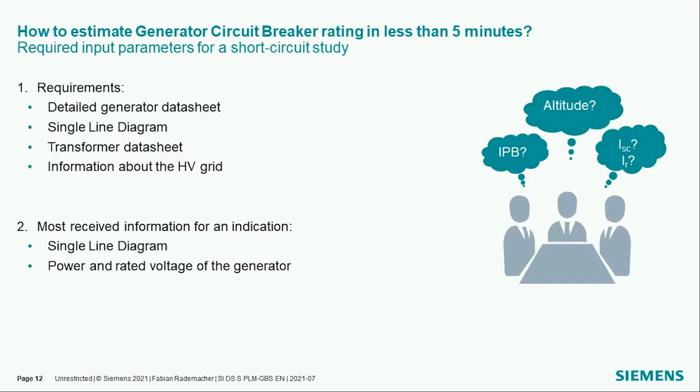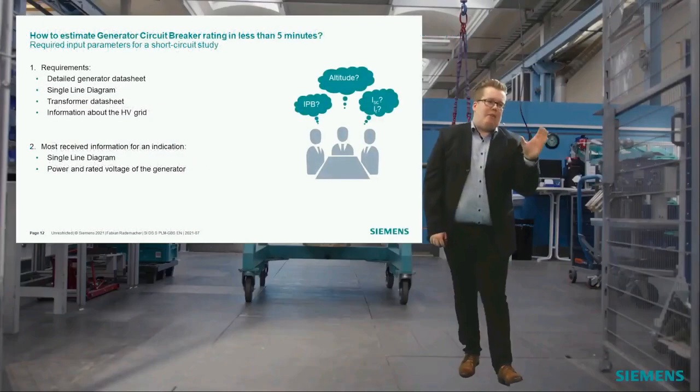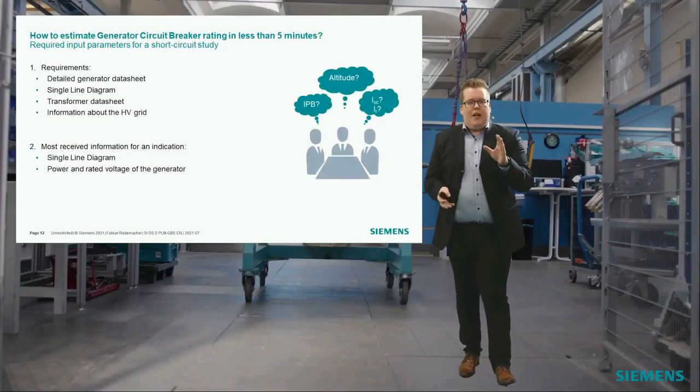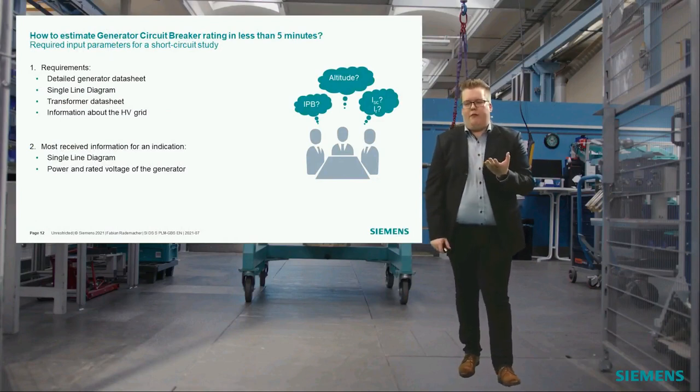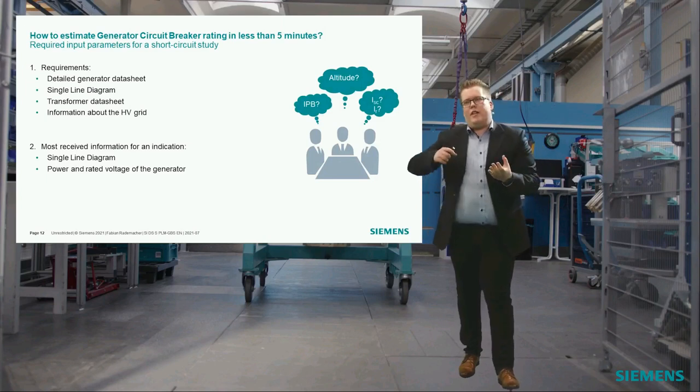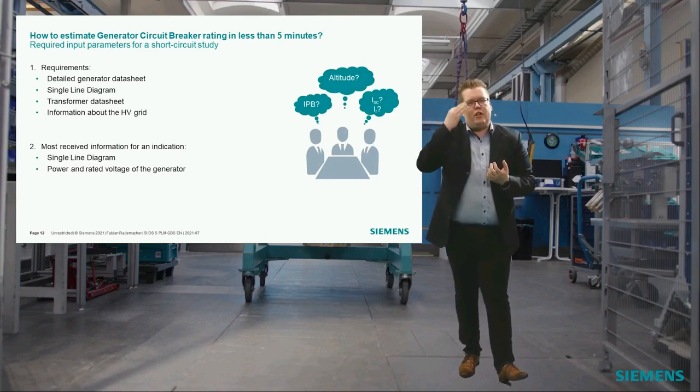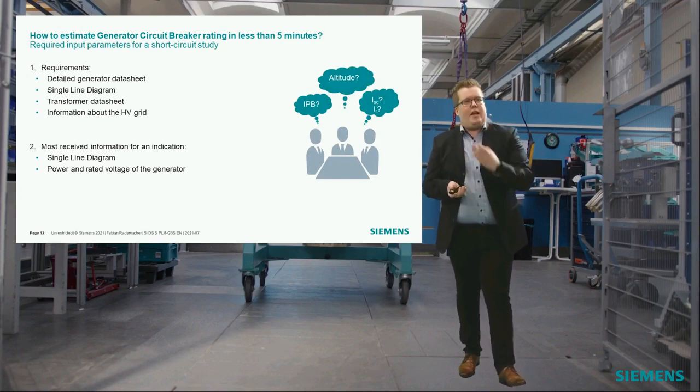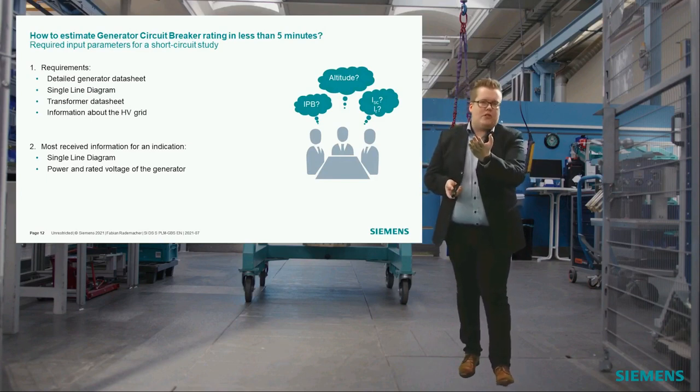Especially in the very first beginning, where you only need an indication. In this case, we will most likely only get information about a single line diagram, a very simple single line diagram, and maybe the power and the rated voltage of the generator. But there are also other requirements which have to be considered. So maybe you have an IPB connection, you need to consider certain reduction factors for altitude, for the temperature. But you also need to know which rated current, which short circuit current can be expected.